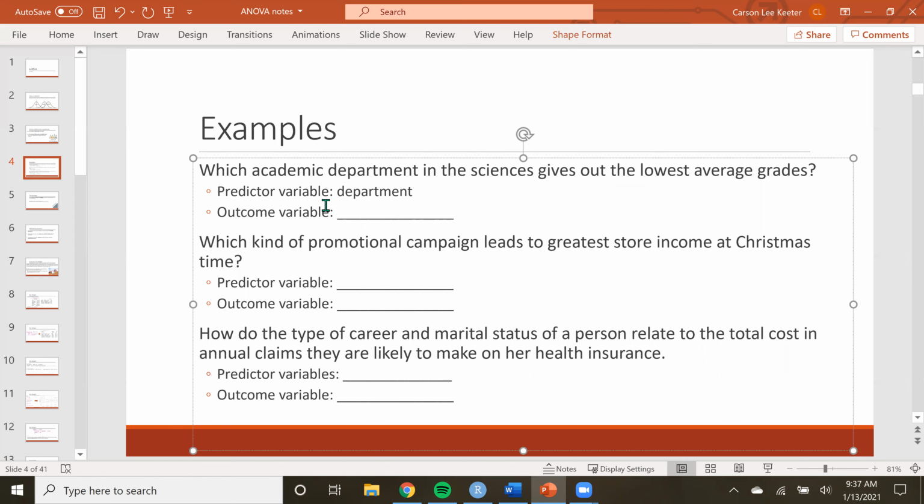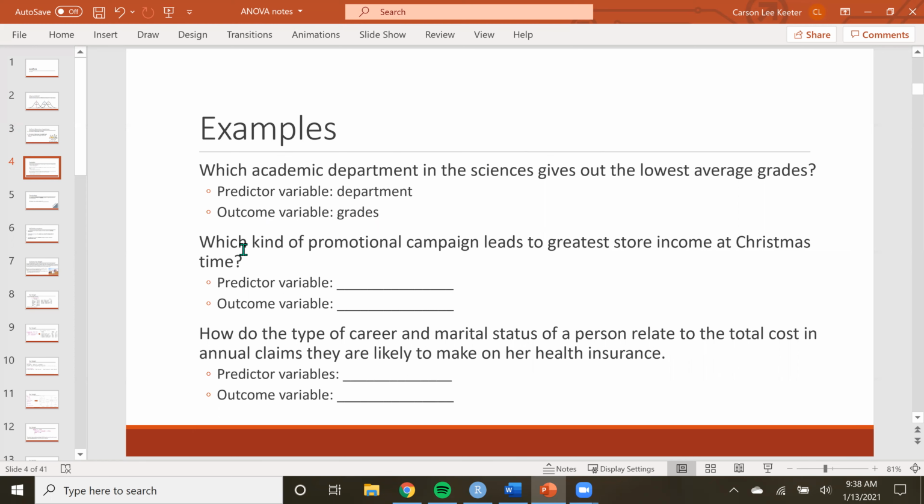And our outcome variable, the thing we want to see, the thing that we think changes between departments, is the average grade. We'll just say grades for now, okay? So our predictor is always the group. In this case, it's the umbrella term for all the separate departments that there are in the university. And then our outcome is the numeric grade, okay? And this could be anything. This could be 0 to 100 or 0 to 4.0, GPAs, whatever.